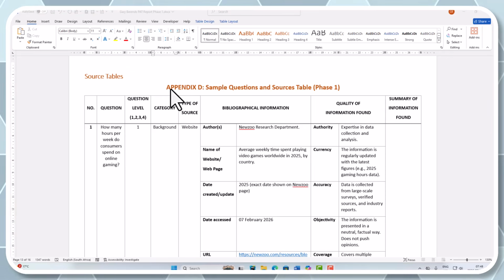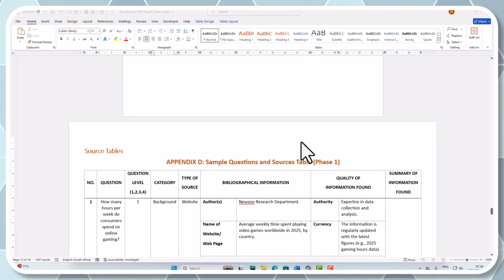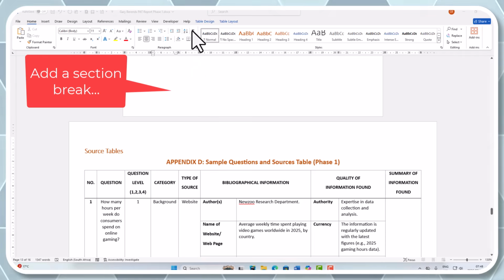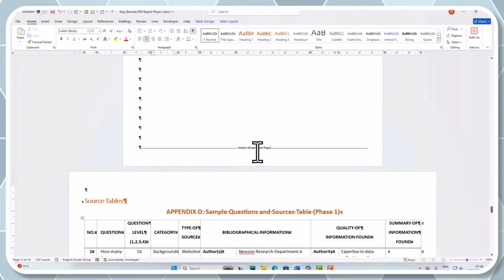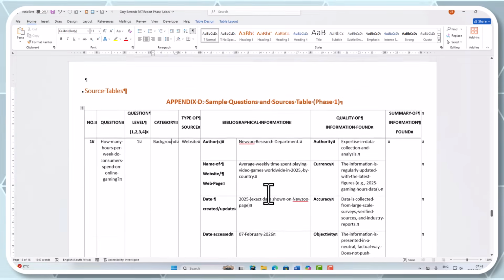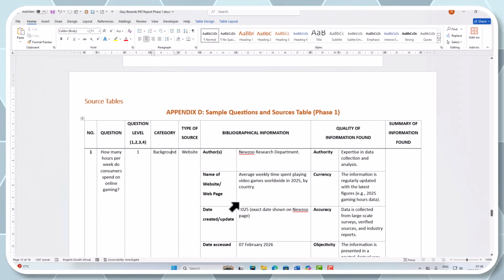Right, we are looking at this Appendix D table. Once again, you can download this from the description below, and then you can implement this into your pack. Please remember though, guys, that you need to rotate your page. So what I did is, in the appendix section, under my folder structure, I added in a very simple section break. Then I rotated the page, and now I'll be doing all my source information going down from there. It's important to do that, or else the table won't fit in. It's going to look horrid on your page.